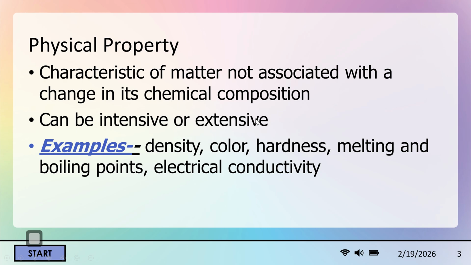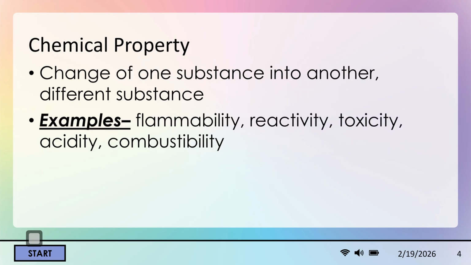An extensive property would be something like the temperature of it. What is the temperature at that time? What is the mass of it at that time? Those are examples of extensive properties.